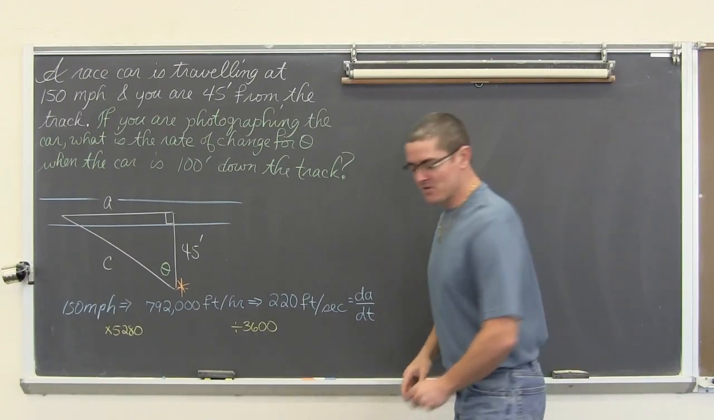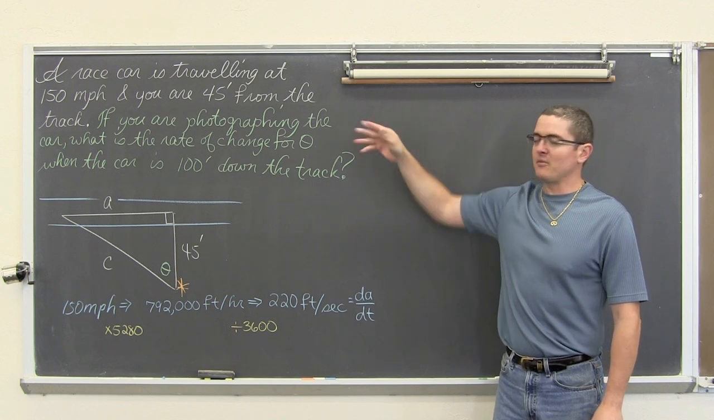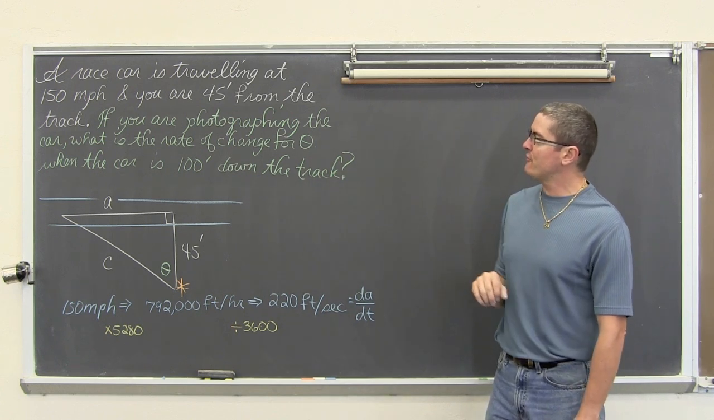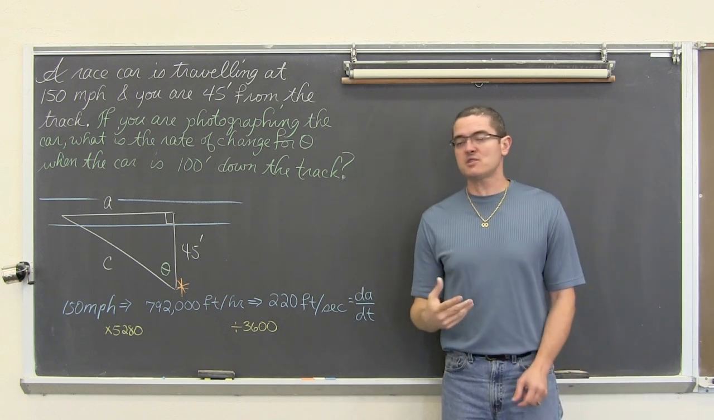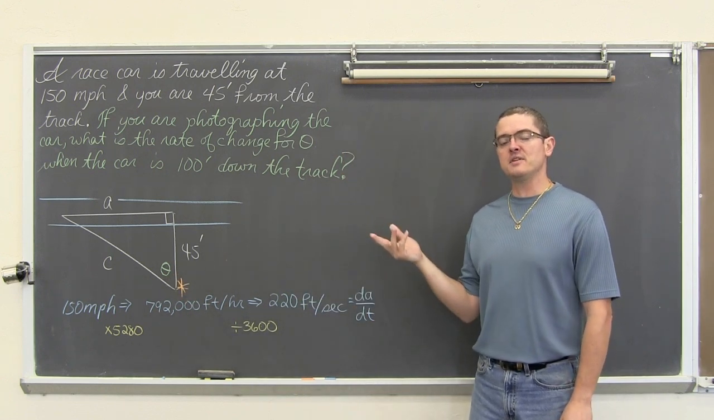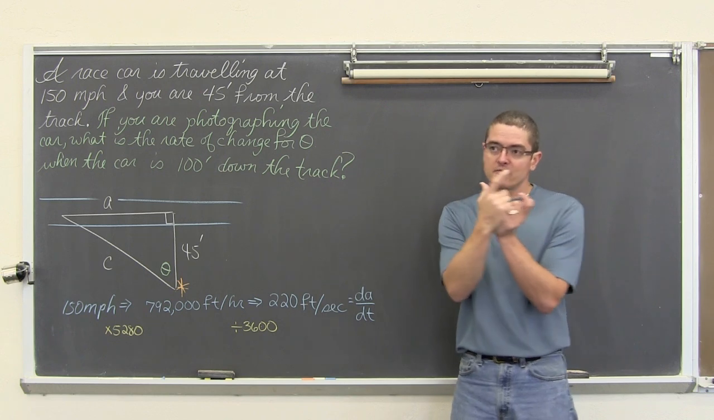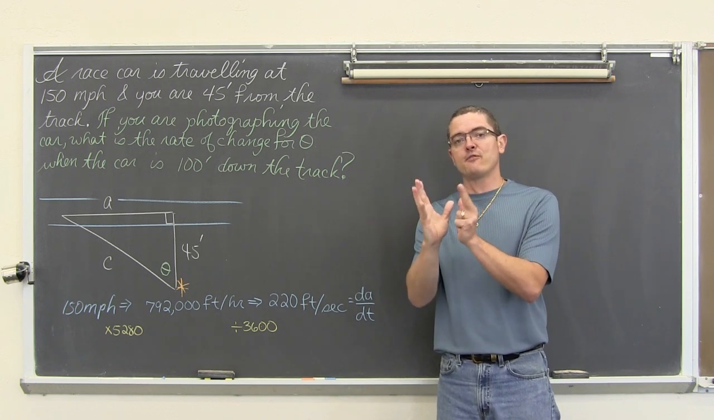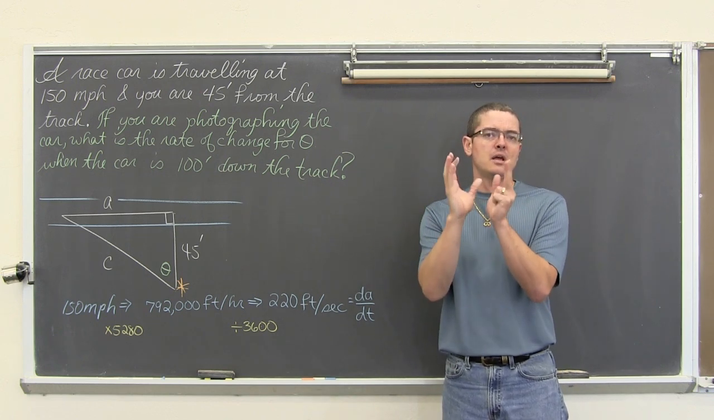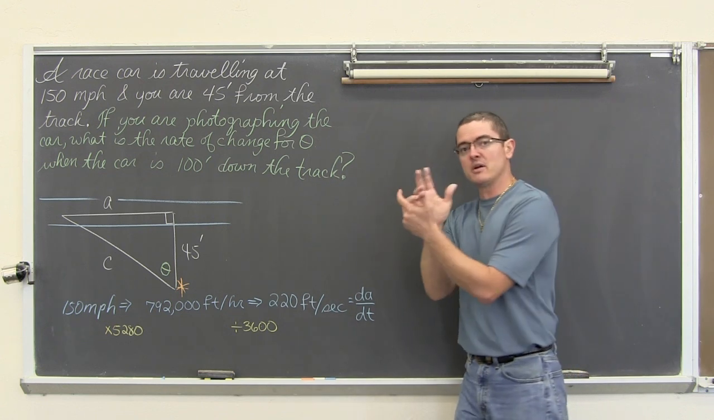For our next example, using the same scenario, we have the same thing, 150 miles an hour, 100 feet down the track. If you are photographing the car, what is the rate of change for theta? I've put that in our diagram here, when the car is, again, 100 feet down the track. In photography, this is called panning, where you're trying to photograph a moving object and keep it within the frame. So a lot of times the object you're taking a photograph of is clear, but the background is blurred because you're panning.